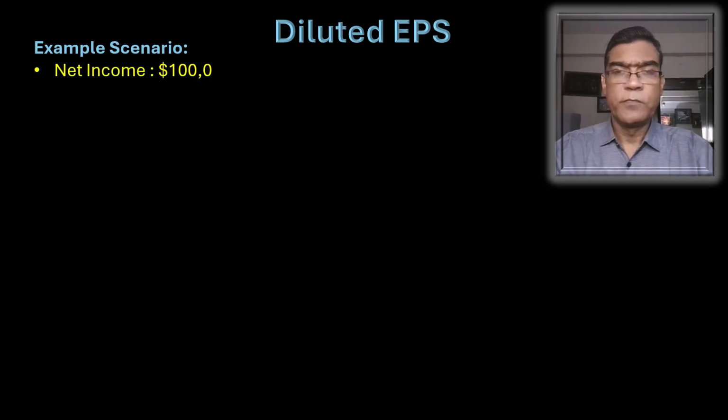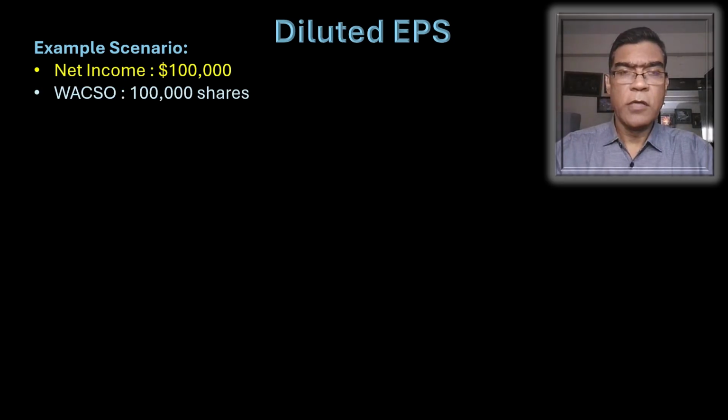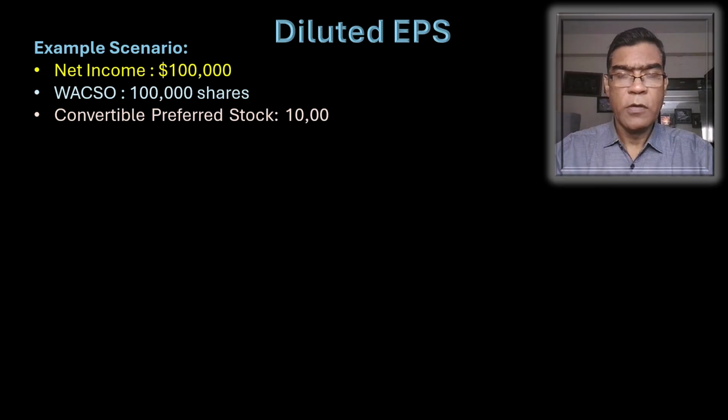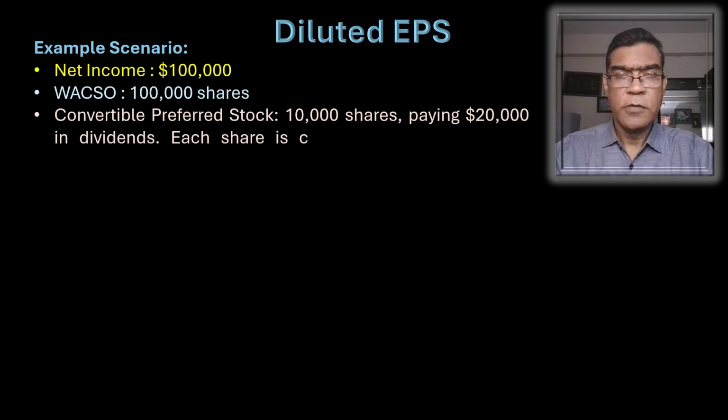Diluted EPS. Example scenario. Net income $100,000. WACSO 100,000 shares. Convertible preferred stock 10,000 shares paying $20,000 in dividends. Each share is convertible into 5 common shares. That is the conversion rule.